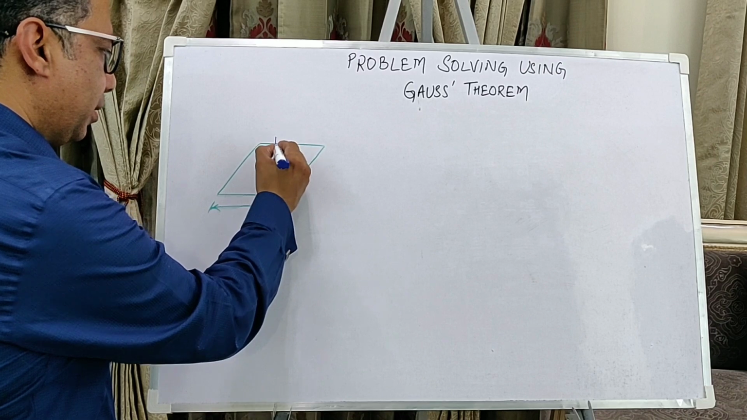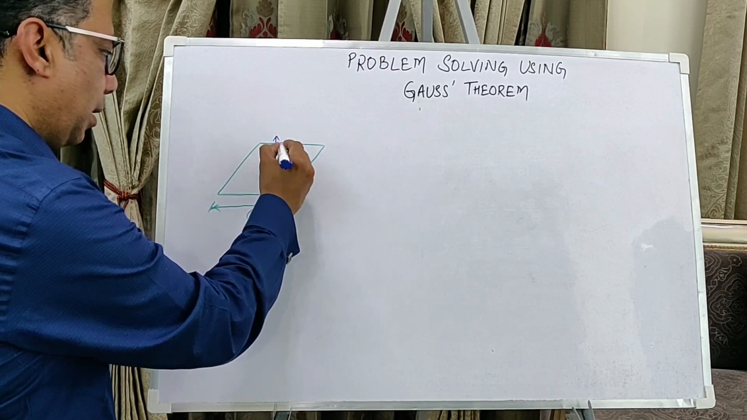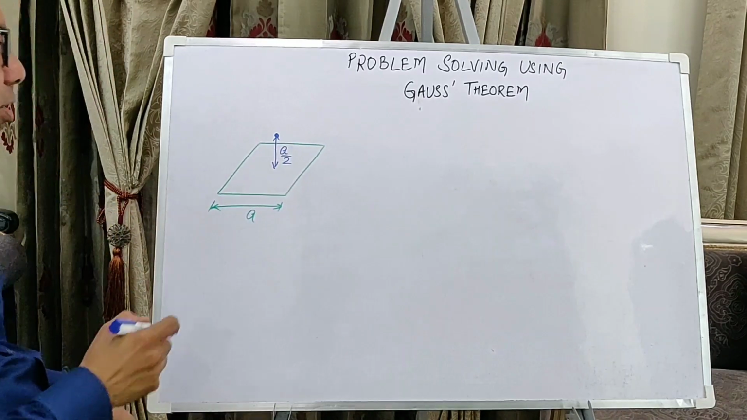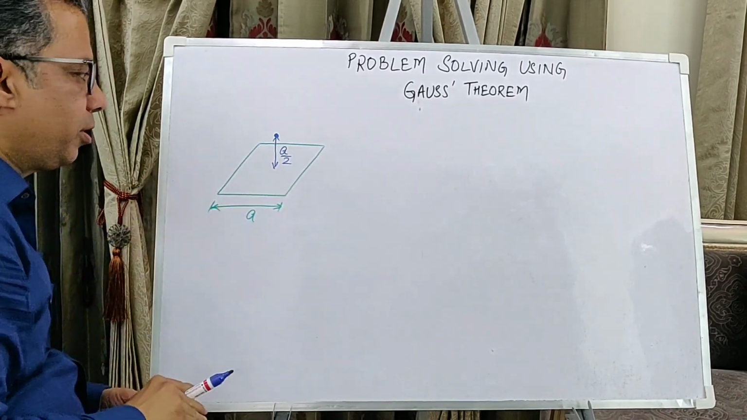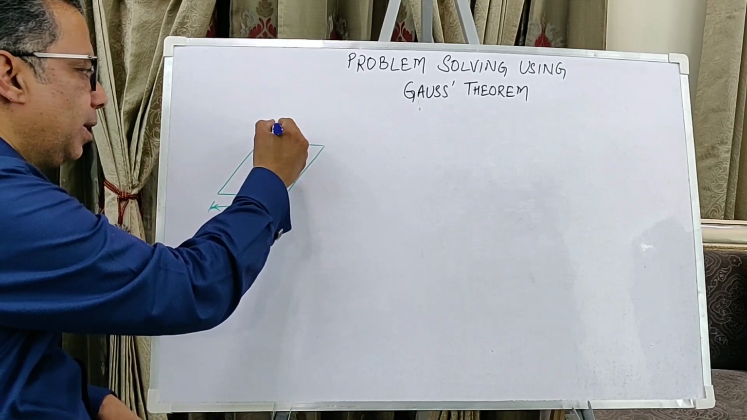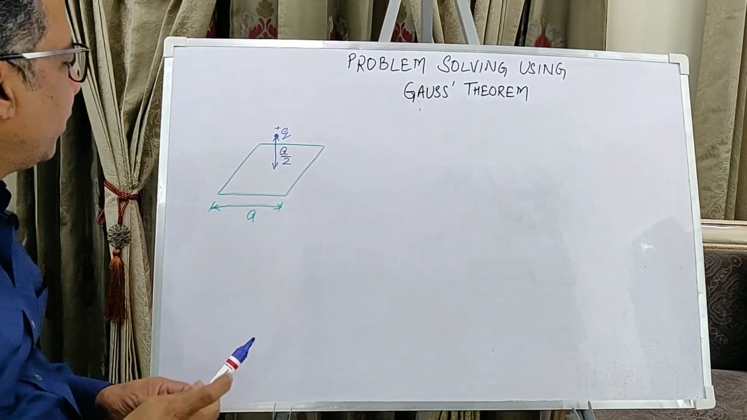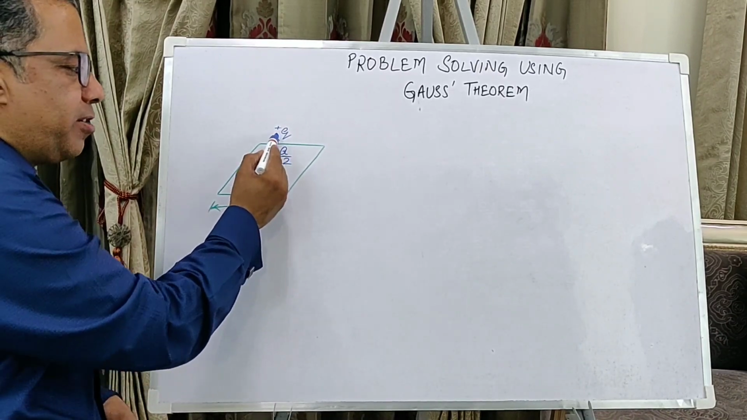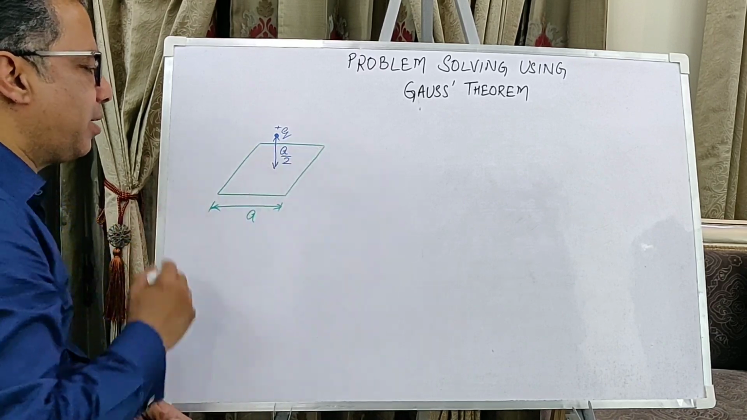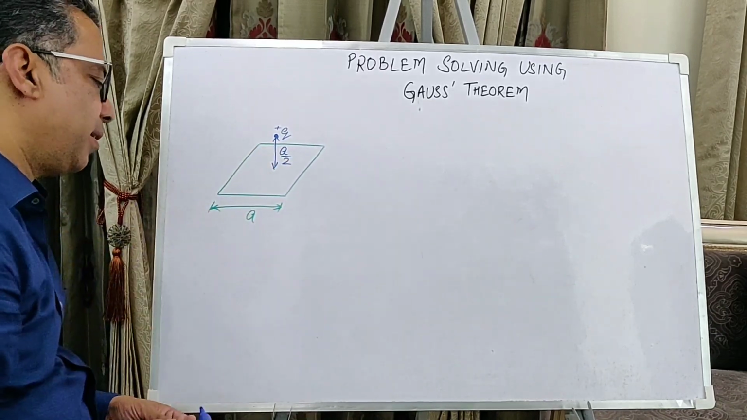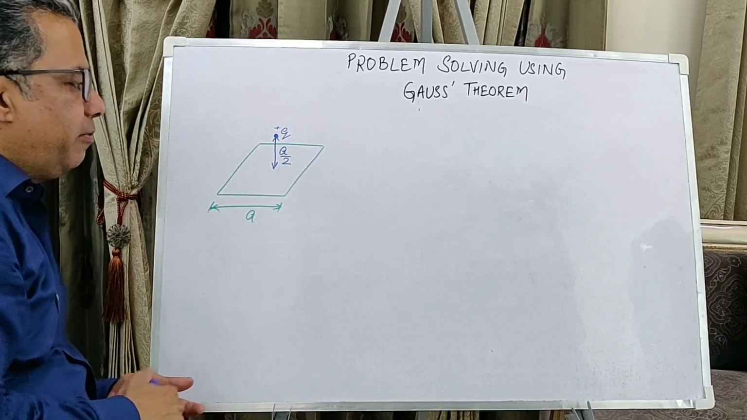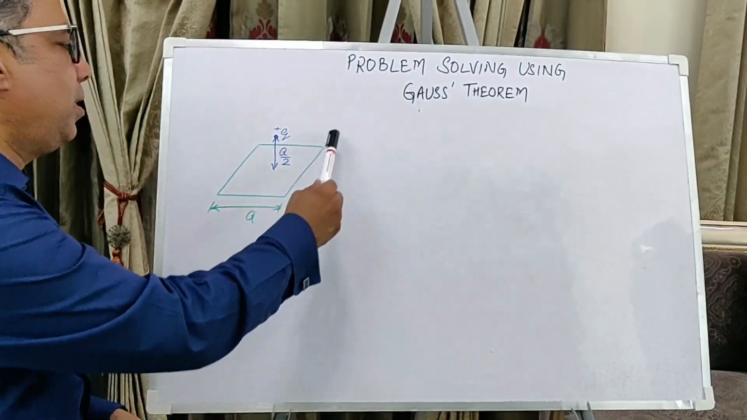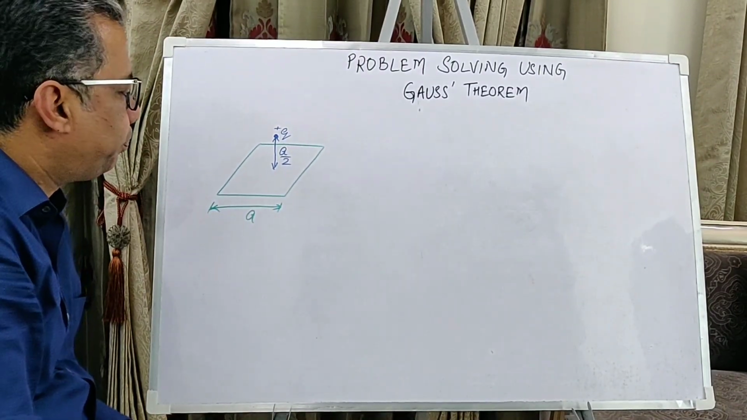At a distance A by 2 above this square sheet, a point charge Q is placed here. Let's say it is positive. This is a perpendicular distance A by 2 above the center of the square sheet. The square surface here has a side A, and we have been asked to calculate the electric flux through this square surface.